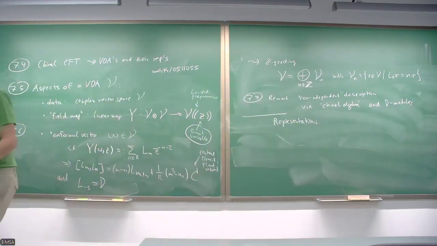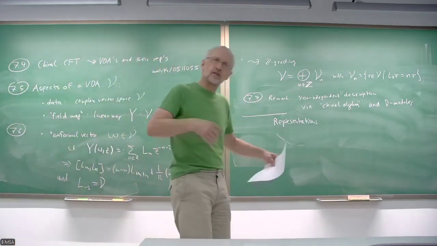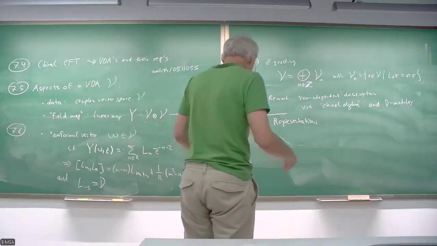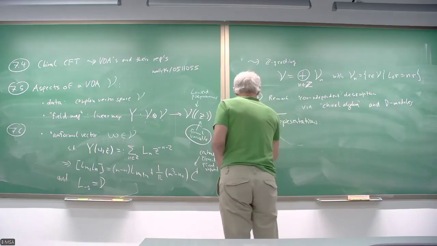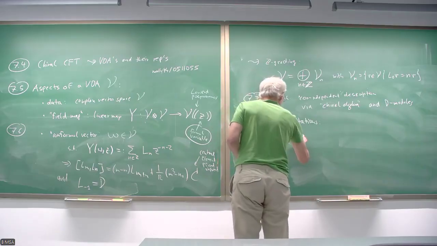Since morally the vertex operator algebra is an algebra, even though not formally an associative algebra, one would say that there's a notion of representations, and indeed one can give the following definition of a V-module.